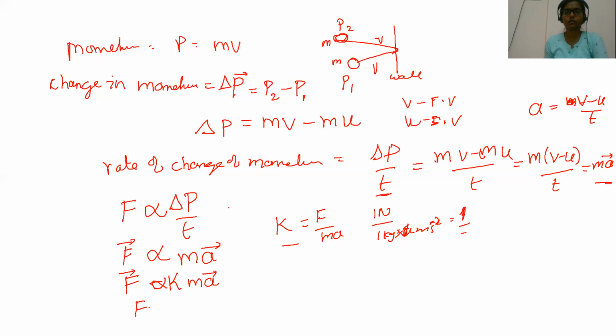In that condition only you will get F equals M into A. This is Newton's second law. We are deriving the idea of momentum. I hope you are following, children.